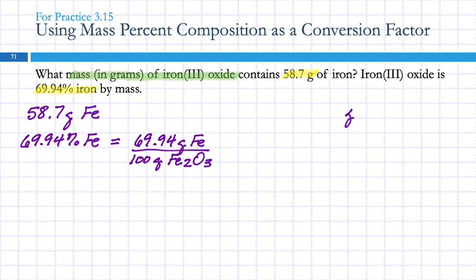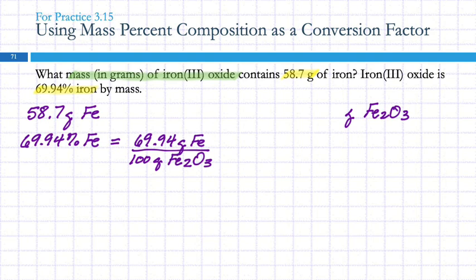We're trying to find grams of the compound. Which one of these are we going to start with? We're going to start with the one that can't be a conversion factor. Now, this has this per that. That's a conversion factor. Grams of iron is just a mass of iron. You can't really do much with that. So this is what we're going to start with.